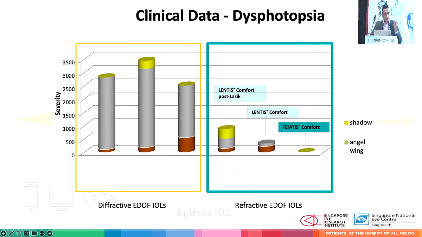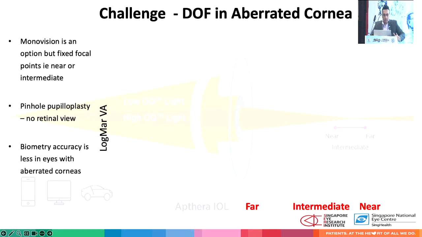Of course, the range of dysphotopsia with different multifocal lenses varies. My go-to lens now is a refractive multifocal lens, but even with refractive lenses, if you put them in these post-myopic LASIK patients, they do have higher rates of glare and halos. And in most diffractive multifocal lenses, these levels are much higher anyway. Monovision is an option to fix this, but the problem with monovision is that you're going to have a fixed focal length either at near or intermediate vision.